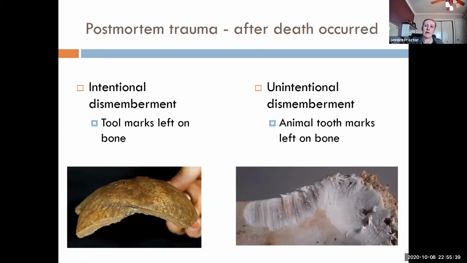All right, postmortem trauma occurred after death. So after the person died, it could have been some sort of trauma that occurred to the body. This may be marks that are left by animals, or say the person died in some sort of environmental catastrophe. Some of these marks may have been made once the person already died. It could be intentional dismemberment, if you're looking at a serial killer kind of situation, tool marks left on bone, or unintentional dismemberment. So these would be animal marks left on bone.